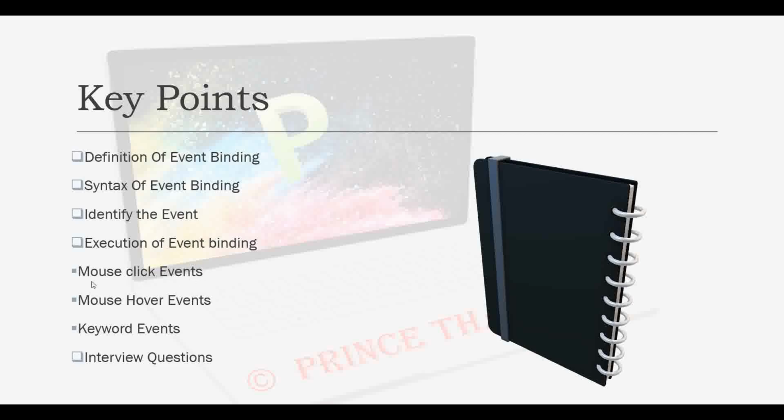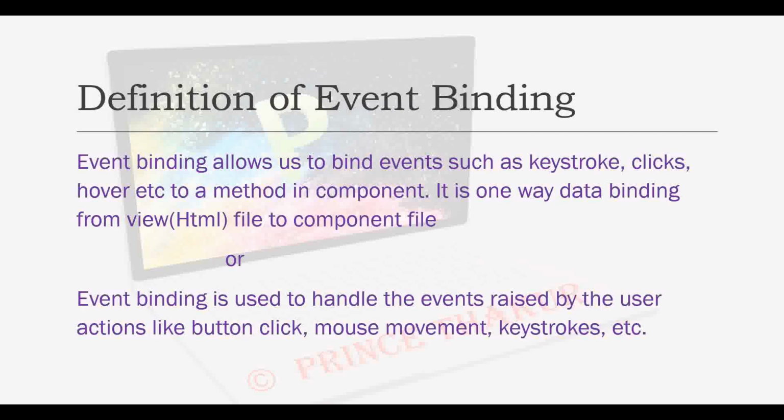So first we will see the definition of an event binding. Event binding allows us to bind events such as keystroke, click, hover, etc. to a method in a component. It is a one-way data binding from the template file to the component file. Or we can also say that event binding is used to handle the events raised by user actions like button click, mouse movements, keystrokes, etc.